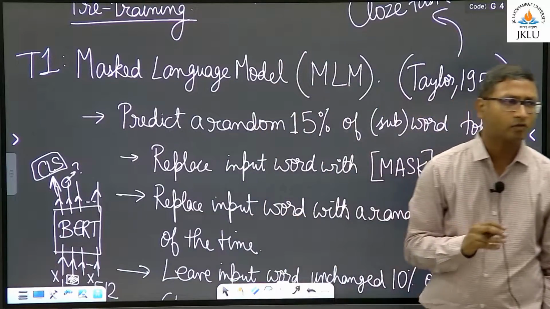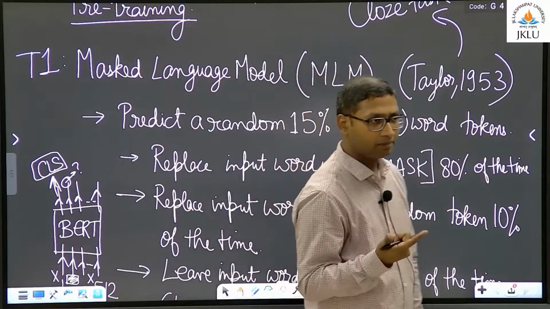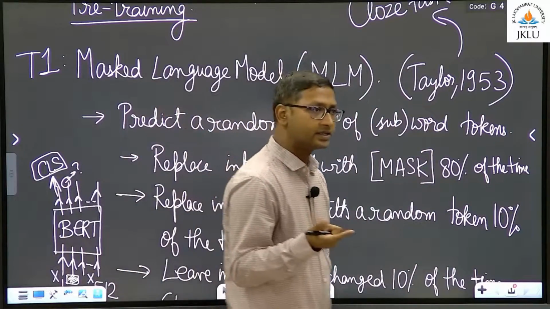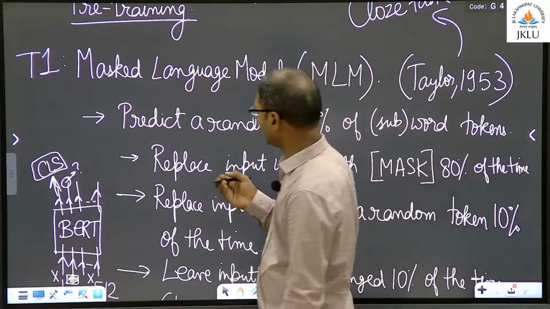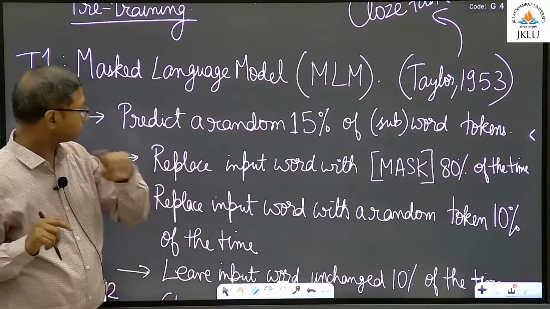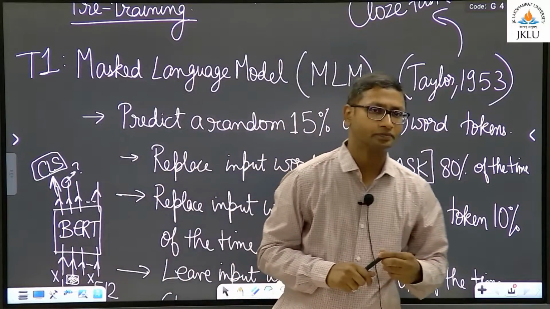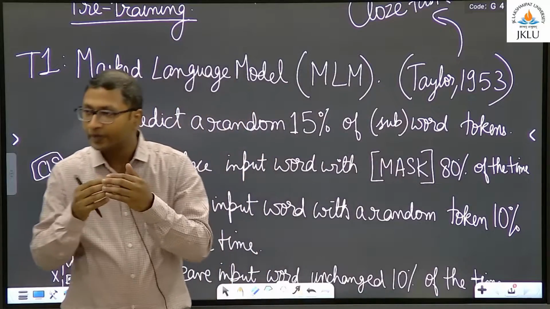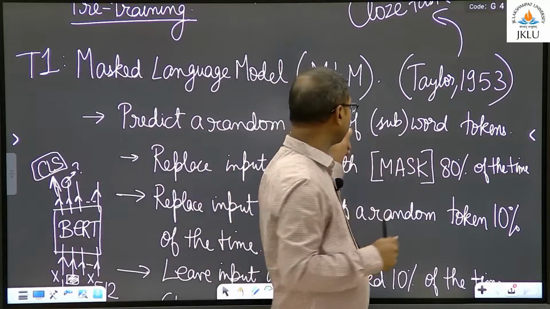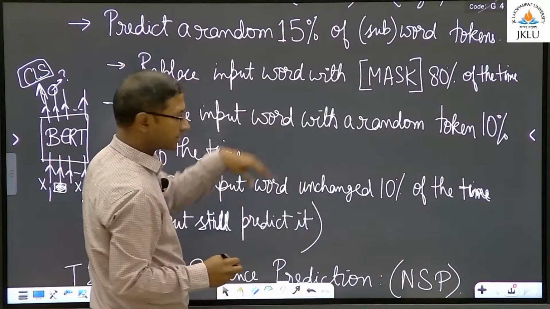Pre-training. So, BERT was pre-trained on which task? What is MLM? Masked language model and next sentence prediction, NSP. So, masked language model, what is this? Predict a random 15% of subword tokens. So, you are not expected to predict what comes next, this is not language modeling, but you are still expected to predict some word that is masked. We will go into the details of these tasks now. Okay.